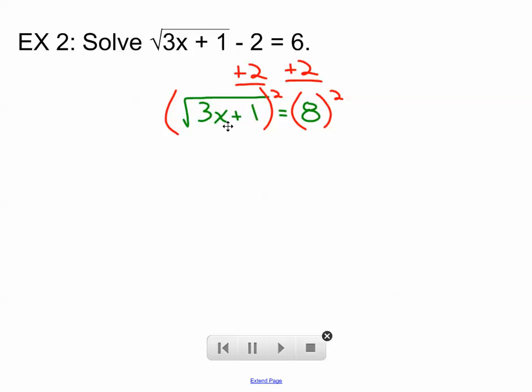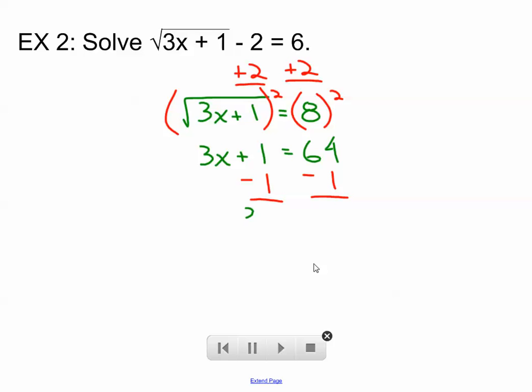So we've got the square root of 3x plus 1 times the square root of 3x plus 1, which is quite simply 3x plus 1. And 8 times 8 is 64. At this point, we got rid of the square root symbol. We're just solving a two-step equation, which you learned how to solve, well, probably last year or in 6th grade, but at the very least this year in chapter 3.